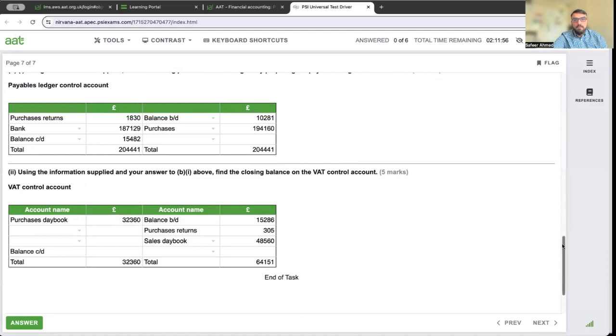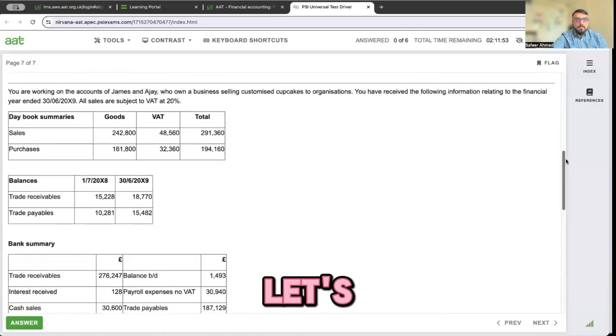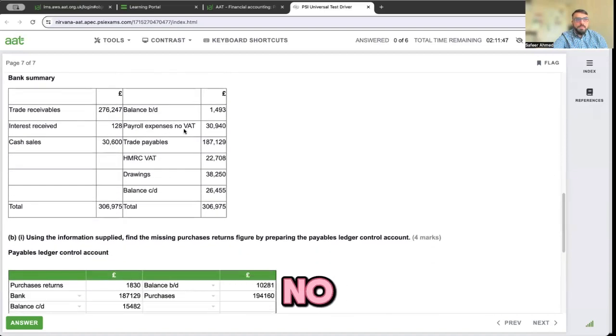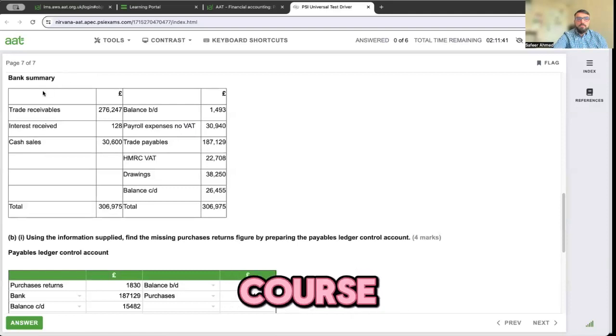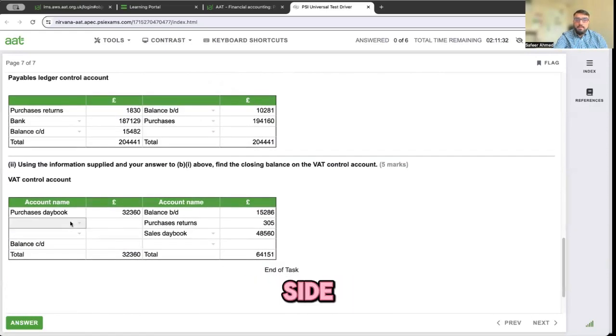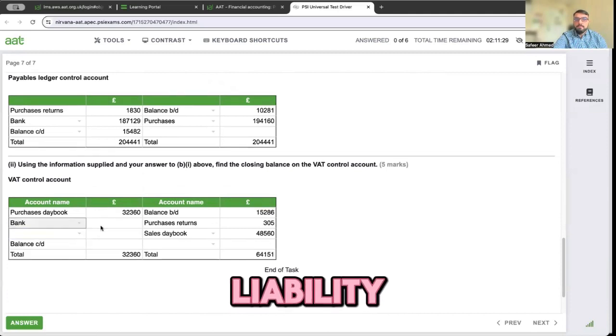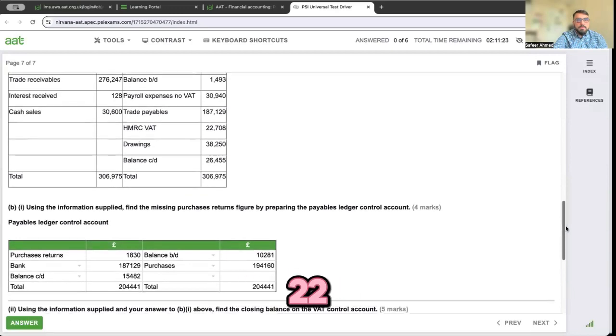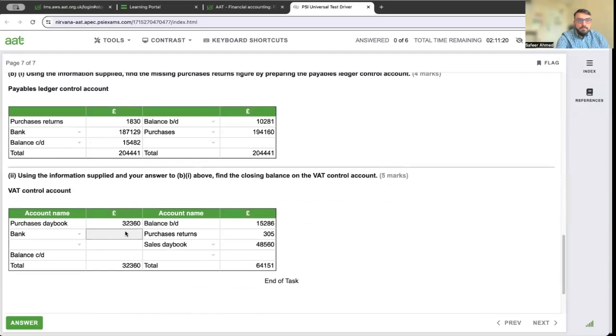There we go. Now, what else do we have? Let's have a look. Okay, so we have payroll expenses, no VAT on that. That's fine. Then we have HMRC VAT. So this is, of course, in the bank summary payment side. This is the amount paid to HMRC, and this will go on the debit side. Why? Because it reduces the liability. And the amount for that is 22,708. Okay, so that's that.